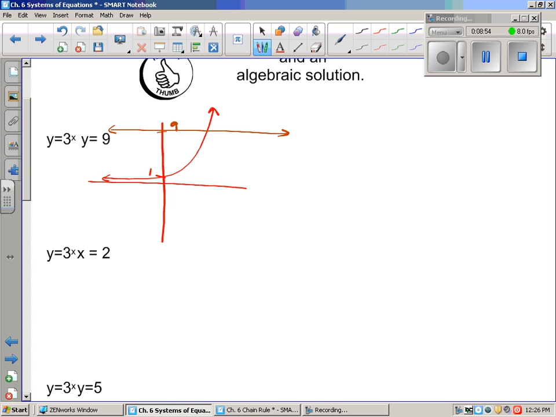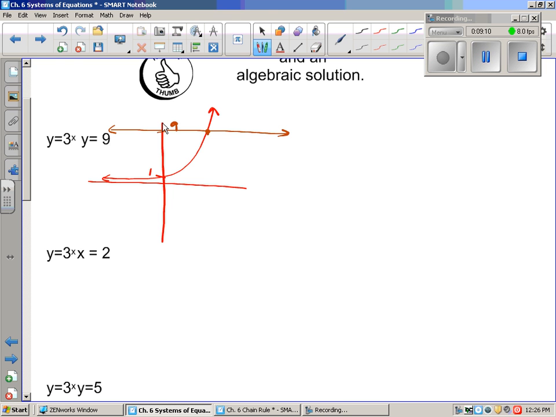Okay, now our job is to figure out this point of intersection. That's the whole idea of solving a system of equations. Where do these two things cross? And so that's our next part. This is the algebraic part, and yes, I do want you to show your work. I know I typically say, don't bother showing your work. This is where you've got to show your work.